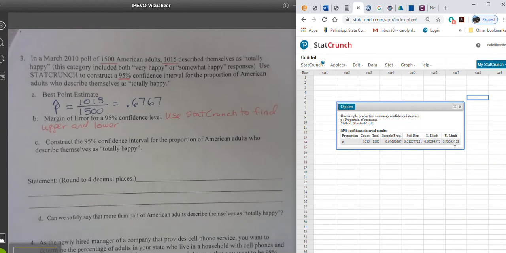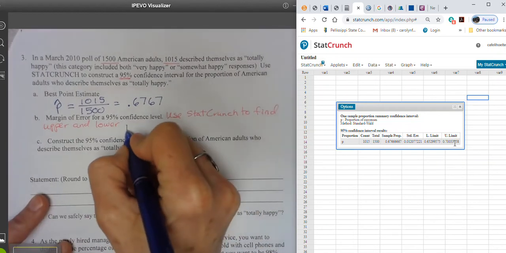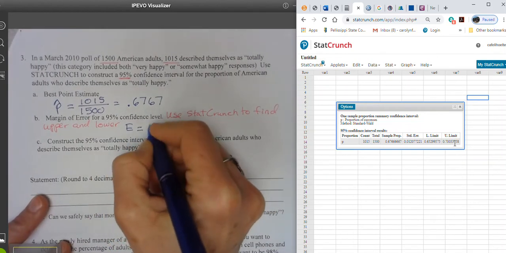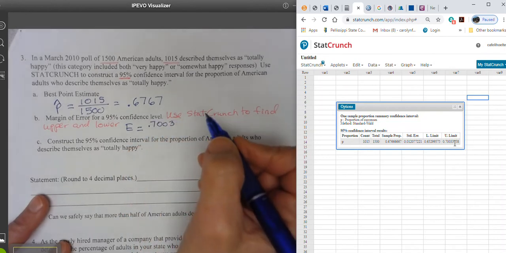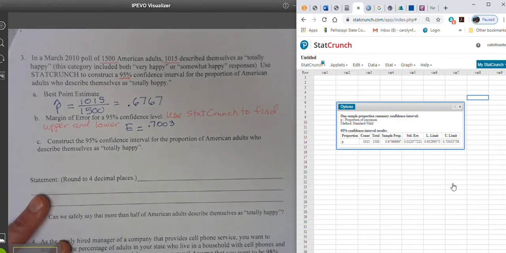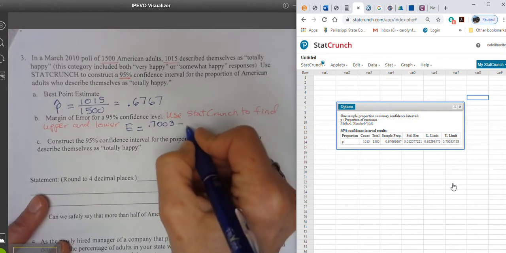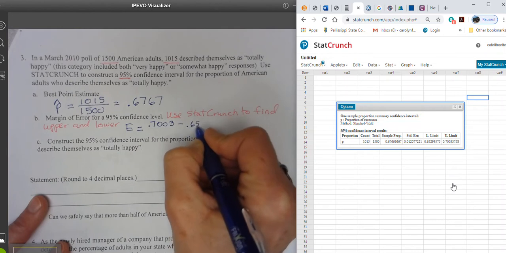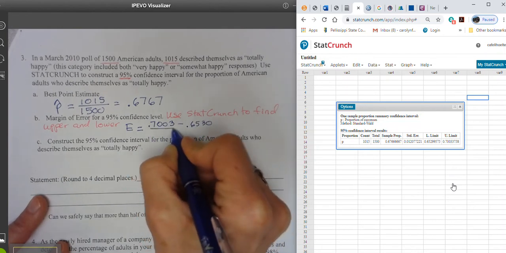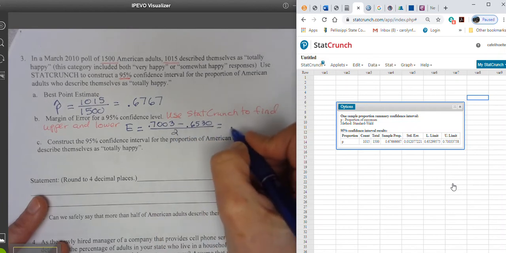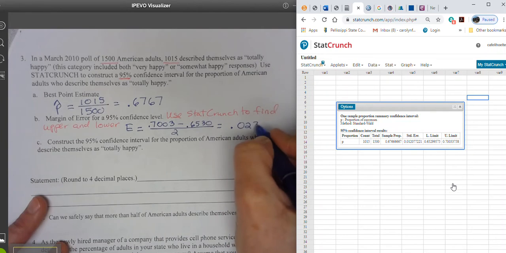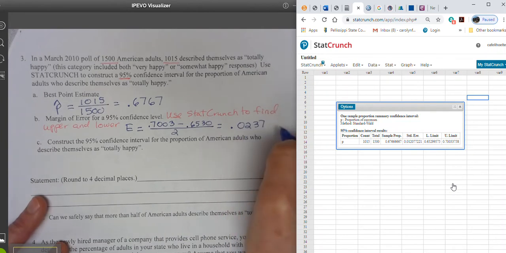So I'm just going to use the formula that we have to compute the margin of error when we have an upper and a lower limit. So E is equal to, we take our upper limit, and I'm going to round to 4 decimal places here, 0.7003, minus the lower limit, which is 0.6530, rounding to 4 decimal places. I'm dividing that by 2. So when I do that, I get 0.0237 as a decimal.